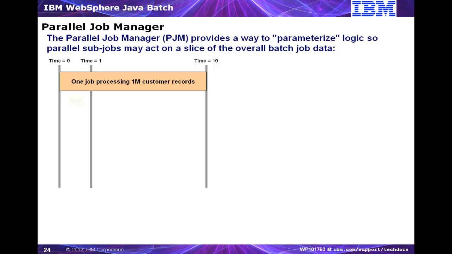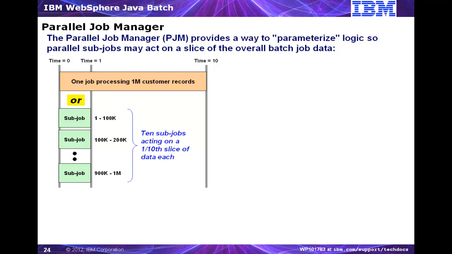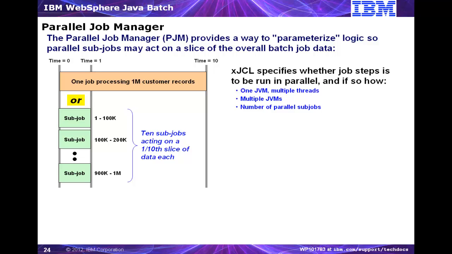Or if the job lent itself to running in parallel and you had enough processor resources to run the job in parallel, you could run 10 sub-jobs in parallel, with each sub-job operating on a 1/10 sub-range of the overall records. The result is, in theory, the job completing in 1/10 the time. Here's how this feature works.